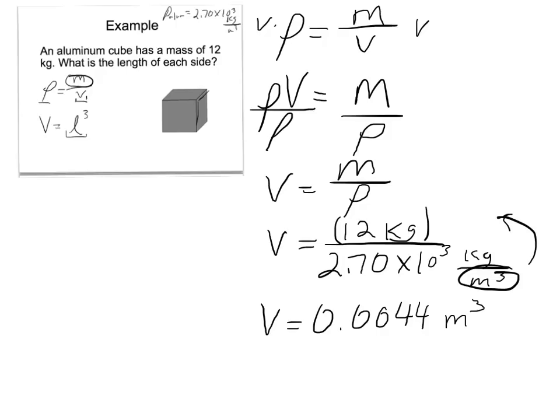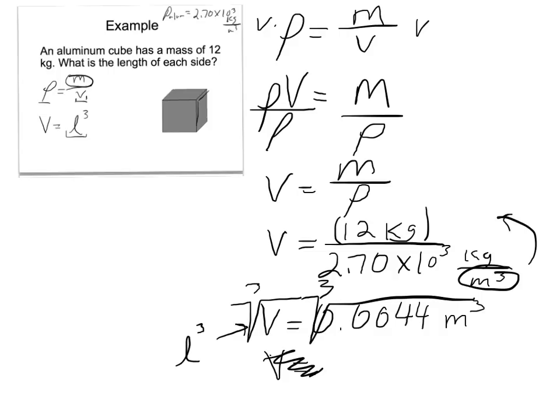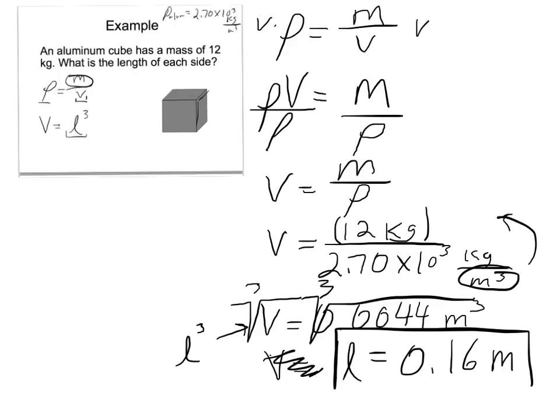And now I want the cube root of that to find the length of one side, so the cube root. And when I take the cube root of that, which I can show you tomorrow how to do on a calculator if you don't know how, I get, not volume. So we said that volume is length cubed. So the cube root of length cubed gives me length equals 0.16 meters. So each side is 0.16 meters long of that cube with mass 12 kilograms.